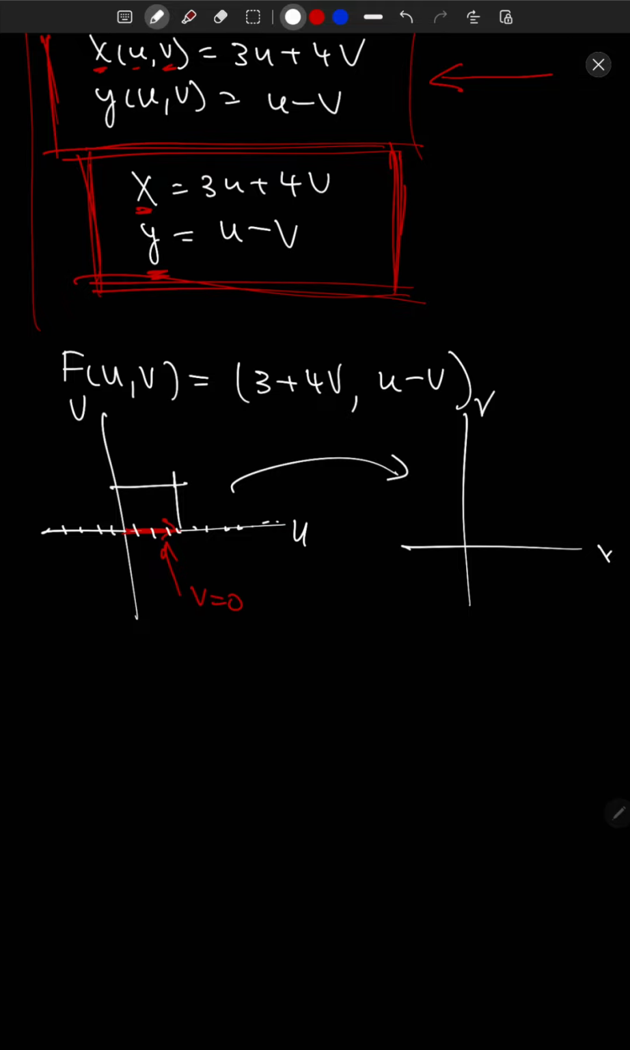That's what I'm asking, okay? Well, all these points that I've just marked, they're points where v equals 0. So where do they go on the right-hand side? Well, they go to f of u comma 0, right? Because v is 0. And so I just write that down on the right-hand side. Sorry, that's a 3u there. 3u plus 0, comma u minus 0, all right?